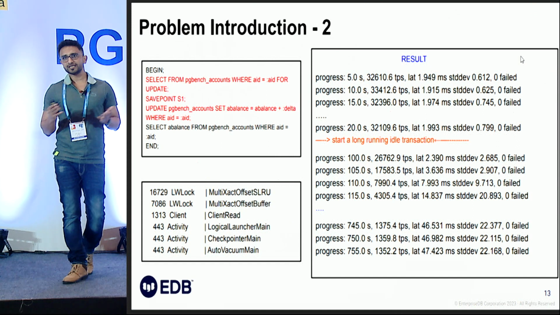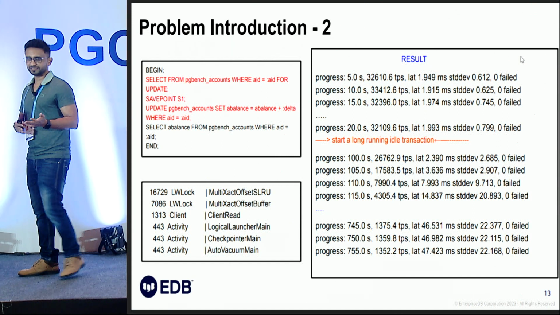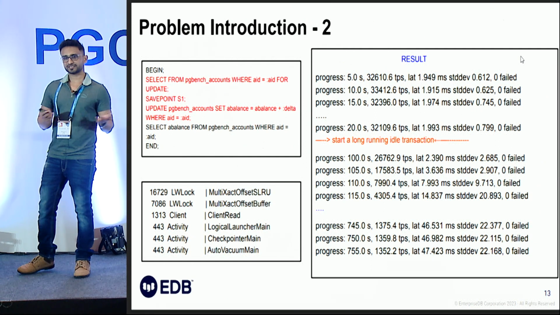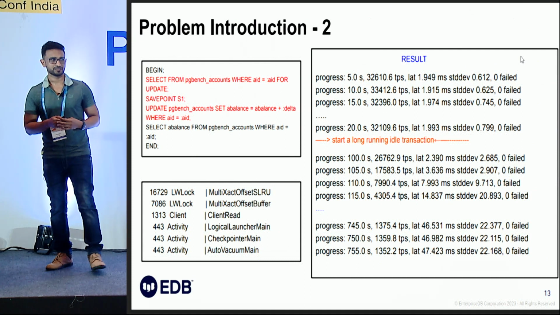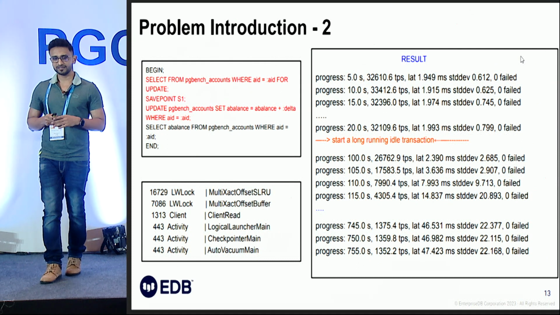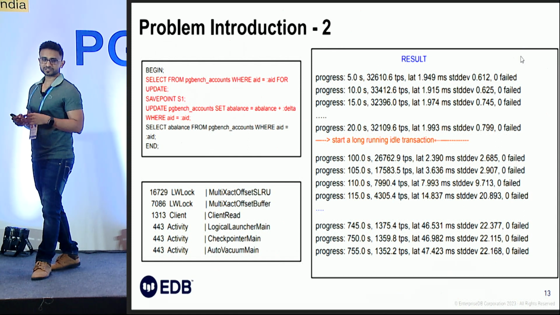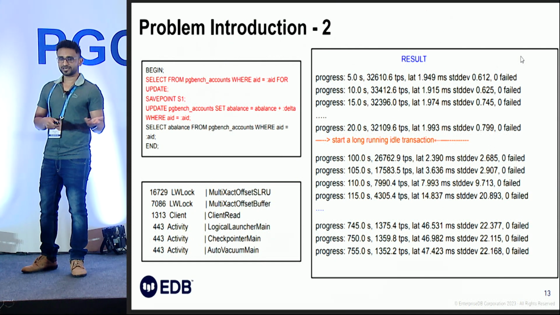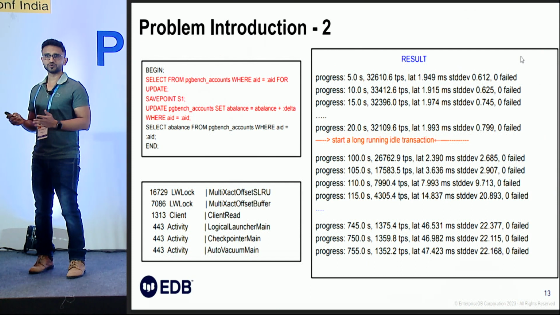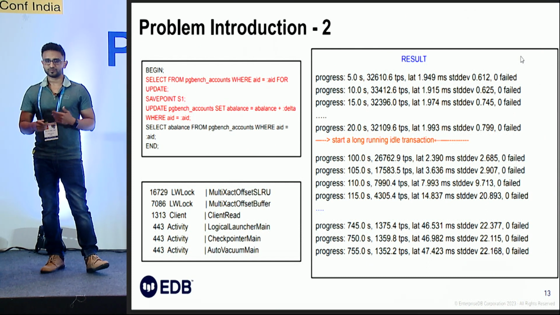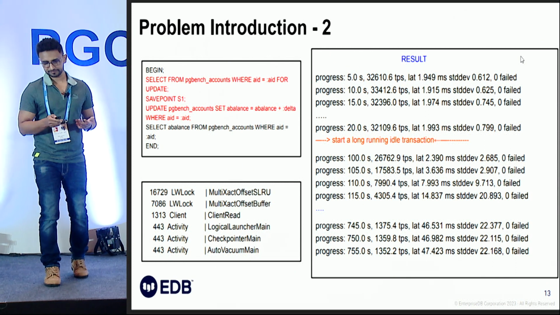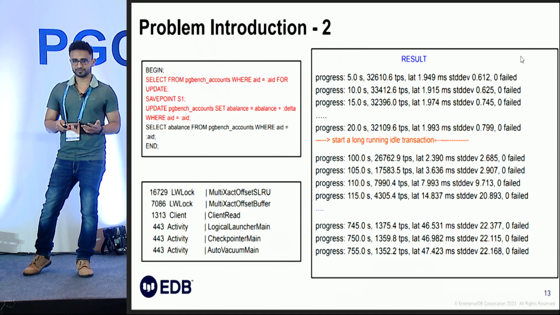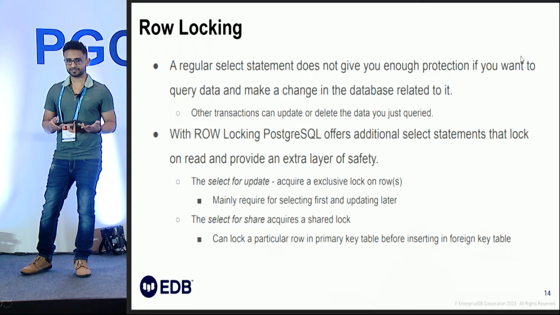But then to see the impact, I started a long-running transaction. And then you can see the performance is as bad as we saw in the case of the subtransaction SLRU. Maybe not that bad, but it's really bad. And what we see in the wait events is MultiXactOffsetSLRU and MultiXactOffsetBuffer. What these wait events are and how they are causing the performance problem, we'll go into some of the Postgres internal system to understand this problem better. So the rest of my slides will be related to introducing and understanding this problem better.